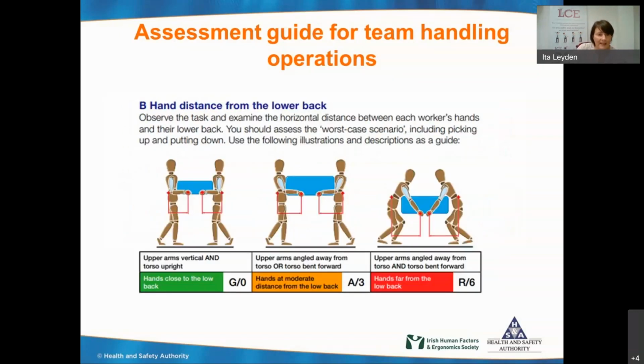We then look at the hand distance from the lower back. And importantly here, for a team handling operation, we're looking at the worst case scenario. So if you have 2 or 3 people handling a load, and one has their arms well away from their body and the other has their arm in line with their body, you score it on the basis of the person with the arms away from their body.